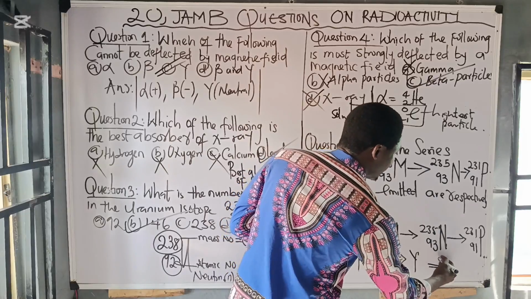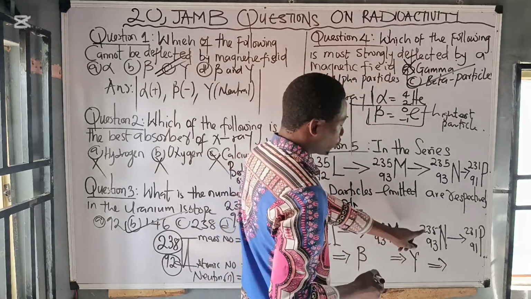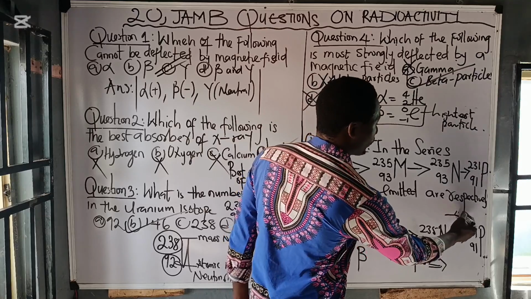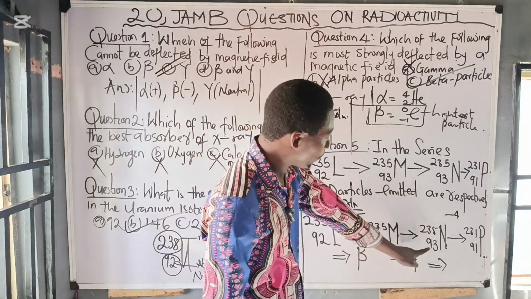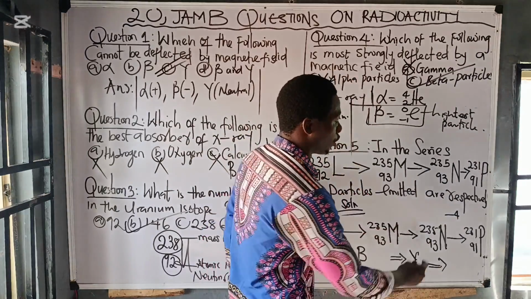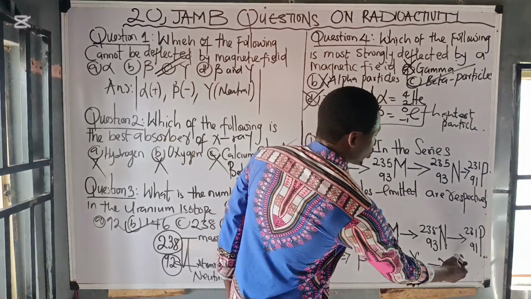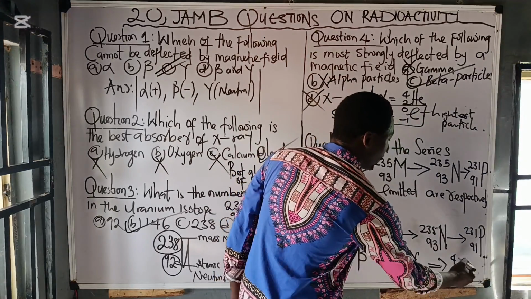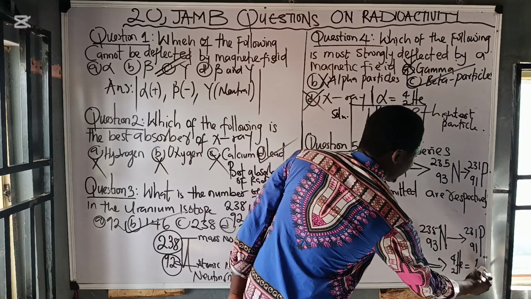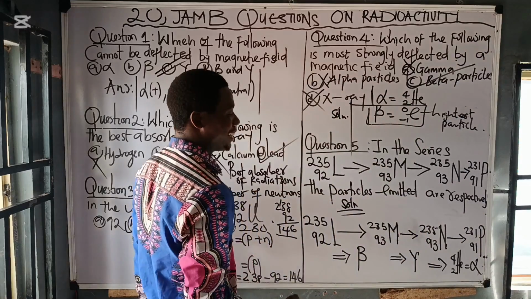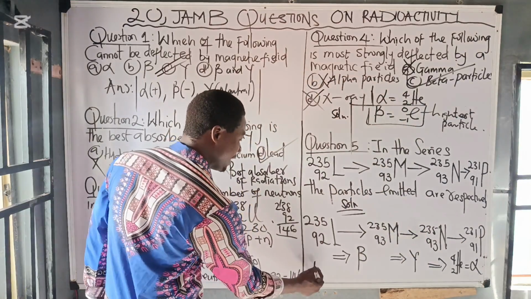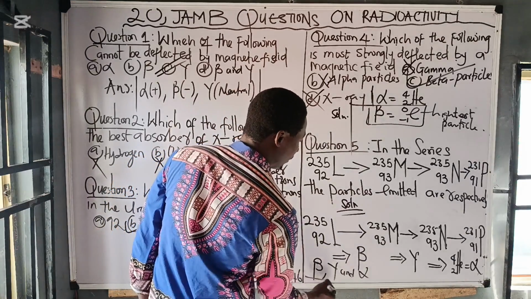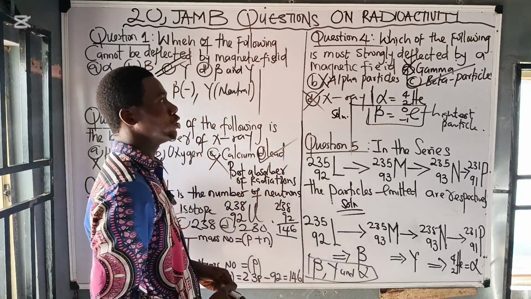Finally, here, what has it emitted from here? From 235 to 231, it has lost 4 mass number. From 93 to 91, it has lost 2 atomic numbers. So we have a particle with a mass number of 4 and an atomic number of 2. That particle must be helium, and that is alpha. So the particles that it has emitted respectively are beta, gamma, and what? Alpha. This is the answer to the question.